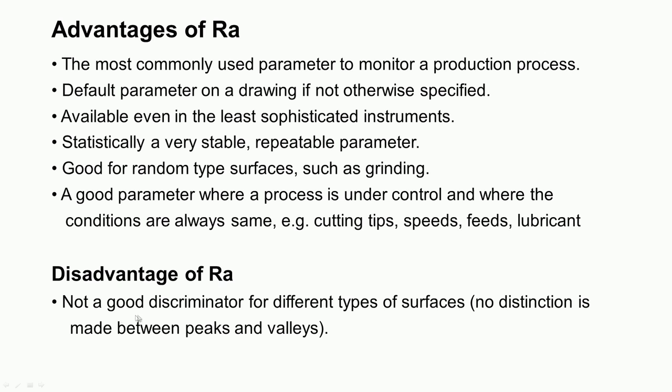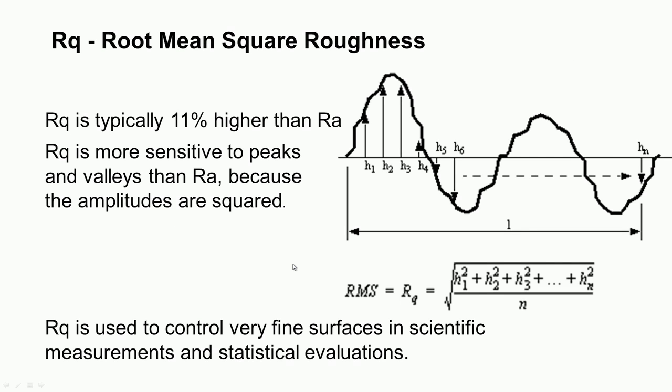The disadvantage of RA is that it is not a good discriminator of different types of surfaces. No distinction is made between peaks and valleys. Now, another parameter is RQ, root mean square roughness. In this case, instead of taking only h1, h2 values, the squares of ordinates are taken like this: h1 square plus h2 square plus h3 square, like this, divided by the number of ordinates, under a square root. So, this will give us RQ.